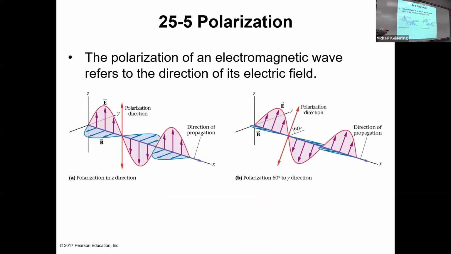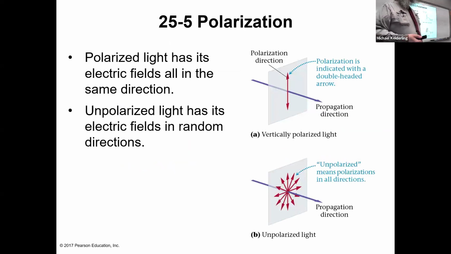So, the polarization of an electromagnetic wave refers to the direction of its electric field. Most light sources generate unpolarized light. The directions are basically randomized. But certain situations will have polarized light. So you can have light that is polarized, say up and down, or at a 60-degree angle, or to the y direction, things like that. So polarized light has all its electric fields in the same direction, while unpolarized light has its electric field in random directions.